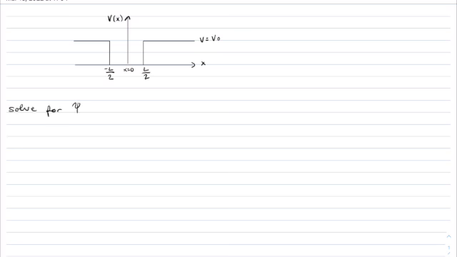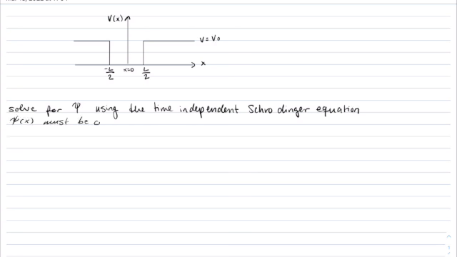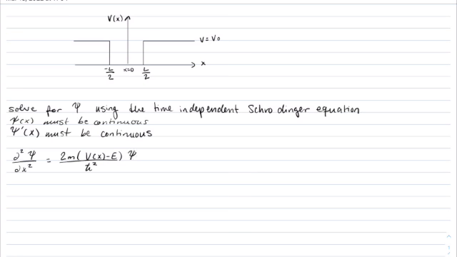I will now solve for the wave function using the time-independent Schrödinger equation, as well as the boundary conditions that the wave function must be continuous, as must its derivative, meaning that the function will be smooth. Then we will have that the second derivative of this wave function will be equal to 2m times the potential minus the energy over h bar squared applied to the wave function.